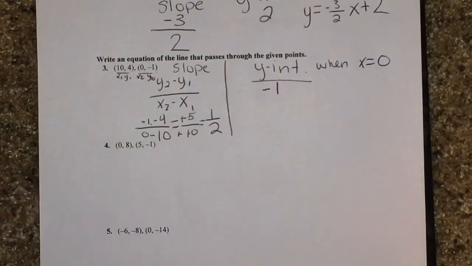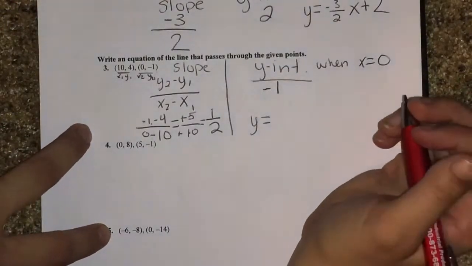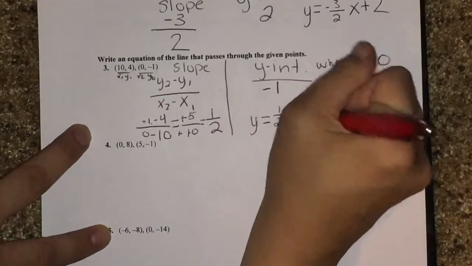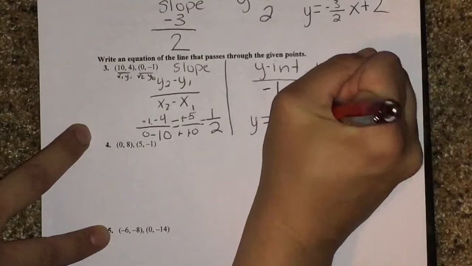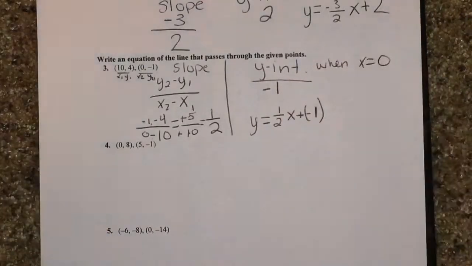Then we write our equation. y is equal to mx plus b. We found our m to be 1/2. And we found our b to be -1. You can either do plus a -1 or just change it to -1. That's up to you.